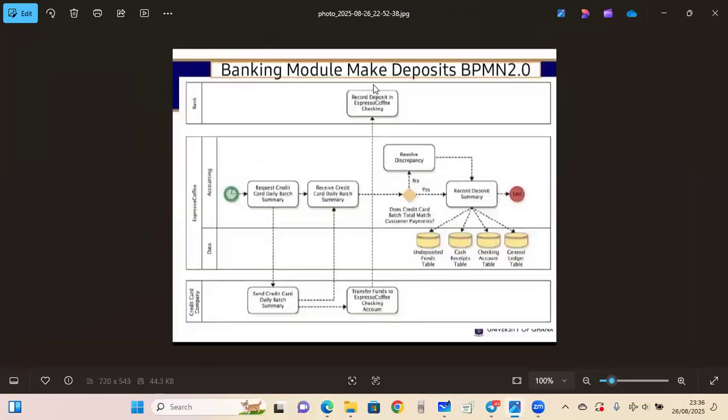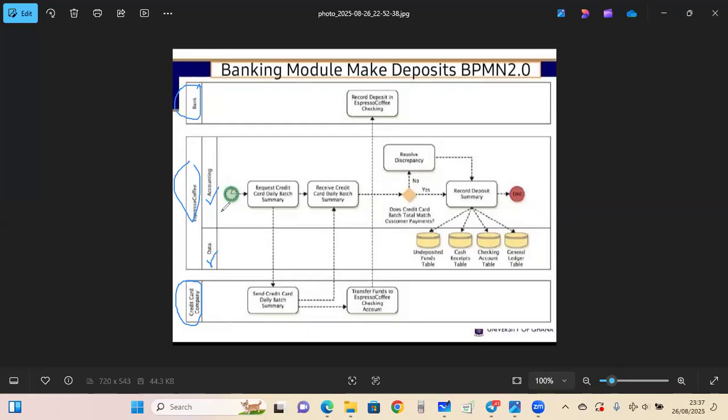So this is the banking model make deposit, right? And now we can see three lanes here. You have the credit card company, we have the Express Coffee company, the company itself, and then we have the company's bank. That's the bank we are seeing up here, right? This is the bank we are seeing here. And then this is the company itself. And then this is the credit card company that was used by the customers. And then in the company itself, we have the database, and then we have the accounting department, right?